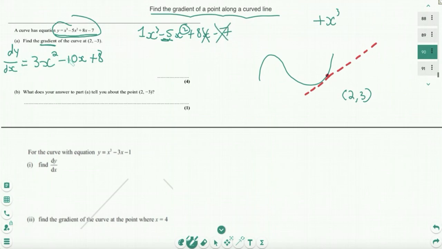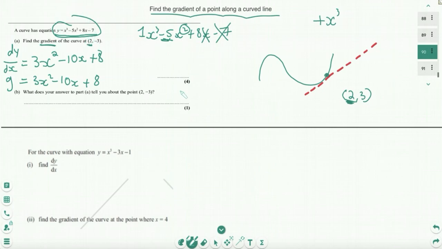So we've differentiated it. Now, guys, you can always replace the phrase dy over dx with the word gradient. So instead of writing dy over dx, I'm going to write the gradient is equal to 3x squared minus 10x plus 8. Now, I want to find the gradient where the x-coordinate is 2. Because we're trying to find the gradient of the curve at 2, -3. So the x-coordinate is 2.